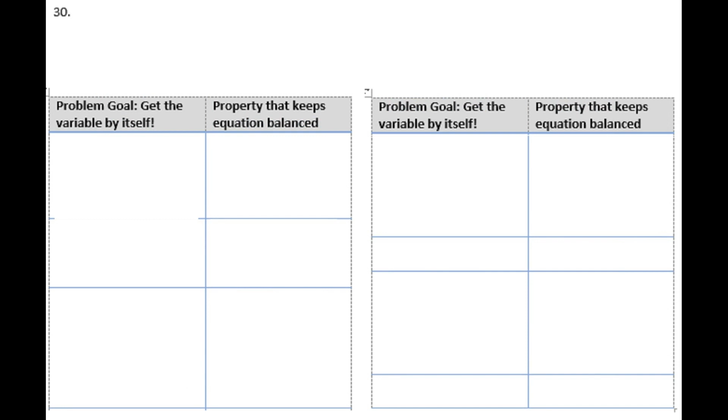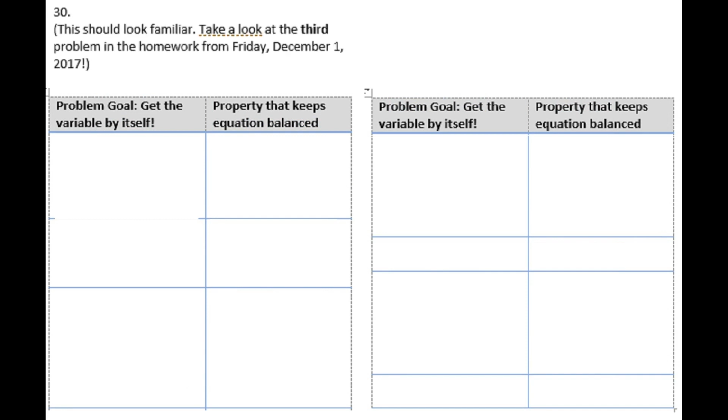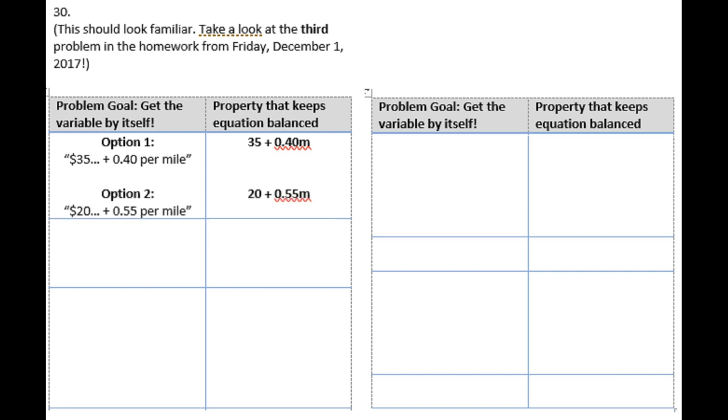All right, so moving on. This is number 30, and it should look pretty familiar. We are going to reference the third problem in the homework from Friday, December 1st. And I'm going to add a link at the bottom of the screen. You should see it. There it is. And here are our two options.